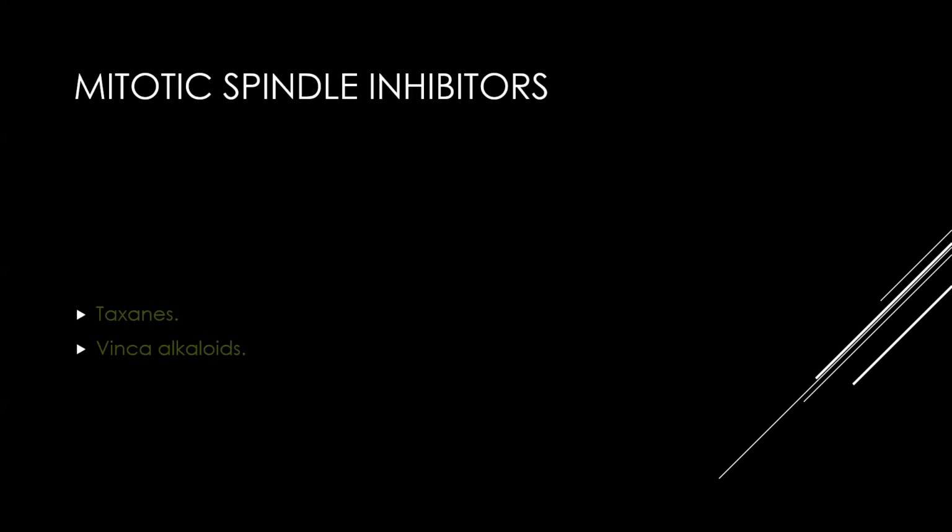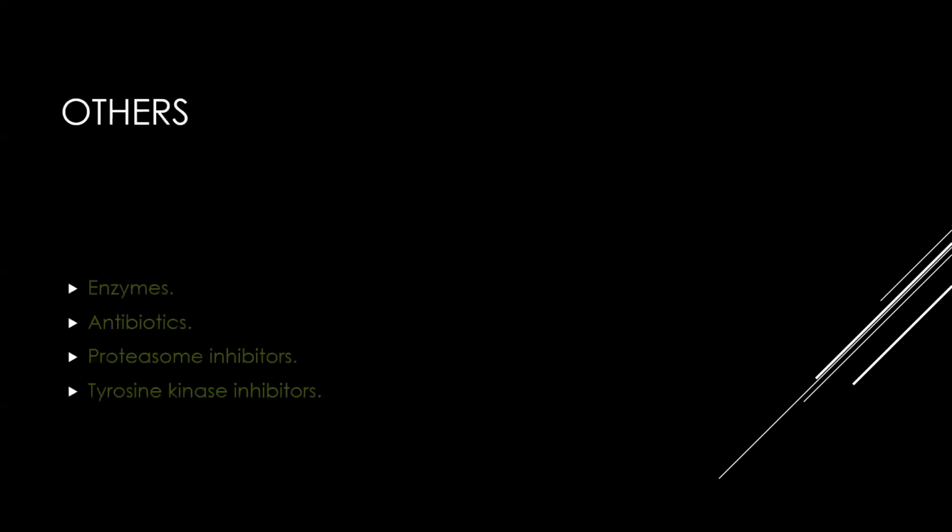Among the others, we have enzymes, antibiotics, protease inhibitors, and tyrosine kinase inhibitors, which act as chemotherapeutic agents. Asparaginase enzyme is one of the most commonly used enzymes as a chemotherapeutic agent. More organic compounds are used to inhibit the function of proteins, acting at the RNA level, so that if the compound acts at the RNA level, there will be no formation of proteins.